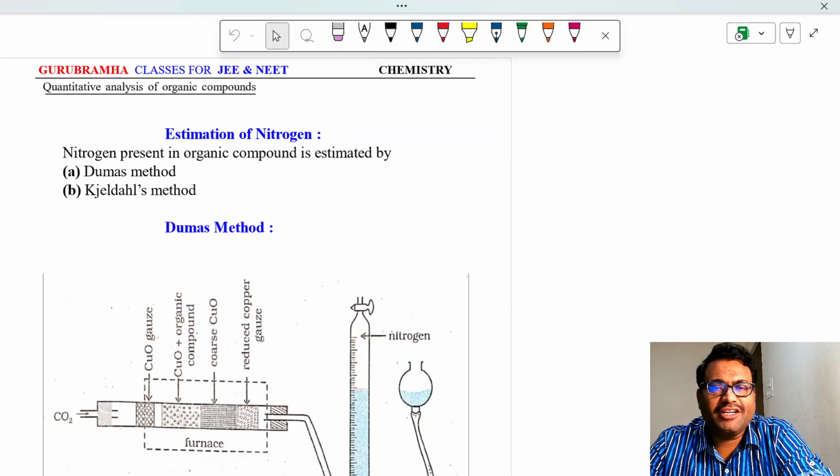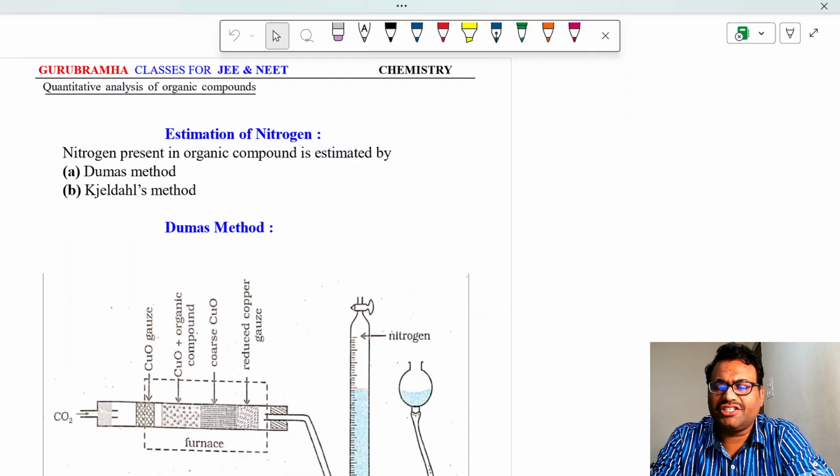We are learning the chapter Purification and Characterization of Elements in Organic Compounds from class 11. Today in the session, we are going to learn about quantitative analysis of organic compound. In that, we are learning about the estimation of nitrogen. Let us start the session.